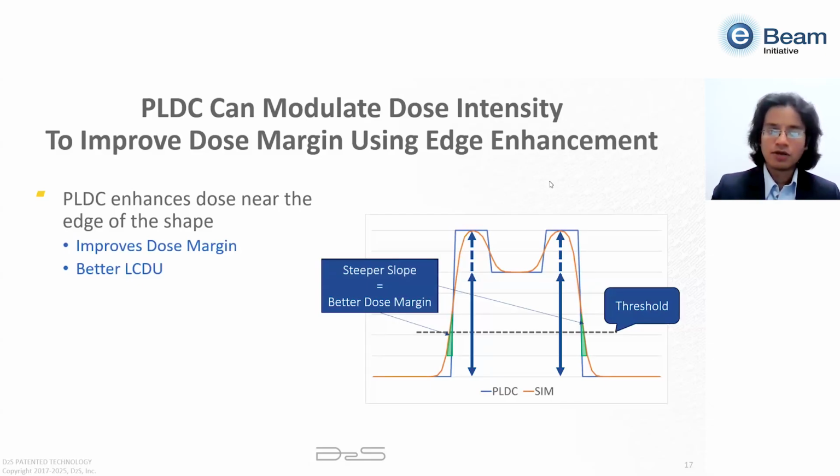And whatever the shape you are trying to print, at threshold, if you find the slope or the simulated slope or the actual slope to be bigger, you will find that it has a better dose margin. A better dose margin actually leads to a better LCDU.